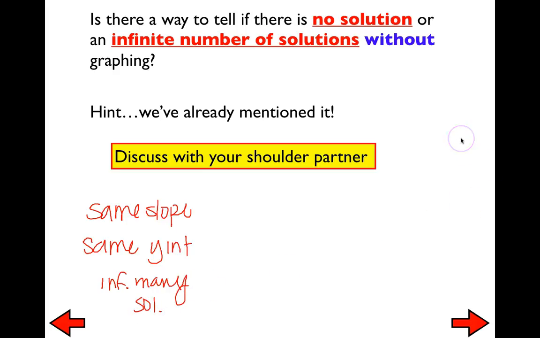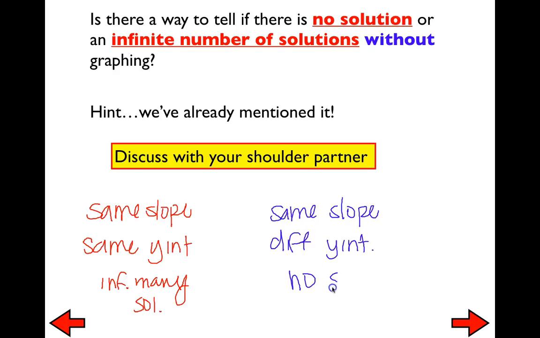Because the lines will be starting at the same point and moving at the same rate, so they will always coincide. Now, if you have the same slope, meaning they're moving at the same rate, however, you have different y-intercepts, meaning they're not starting at the same point, that means they will never catch up to each other, they will never touch, and it would be no solution.